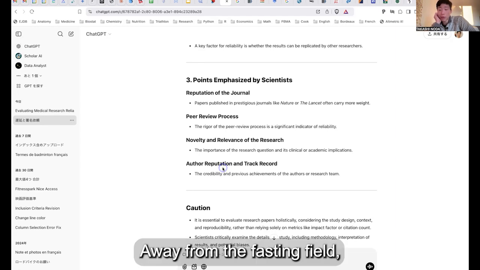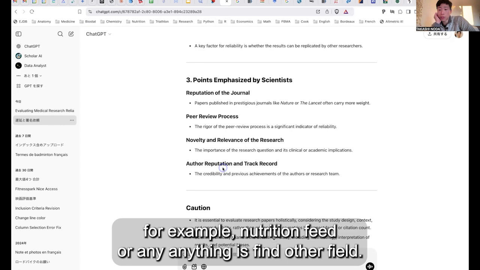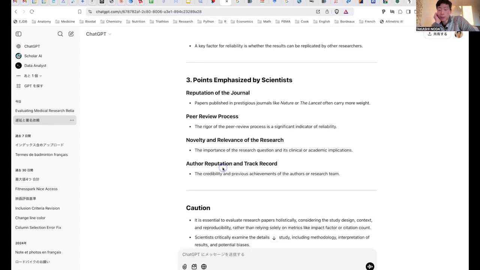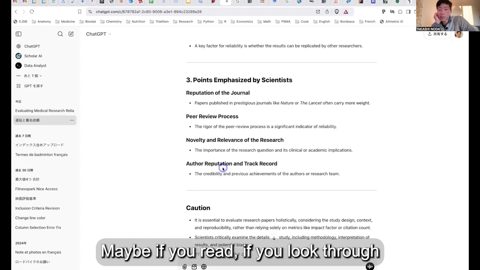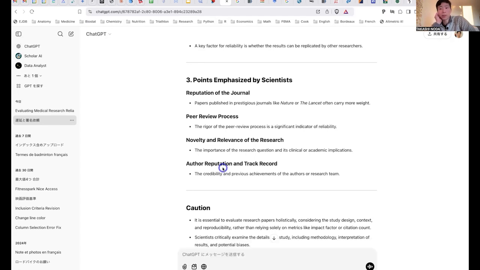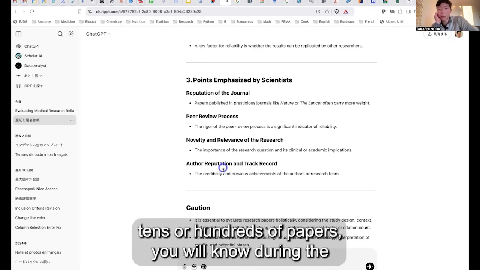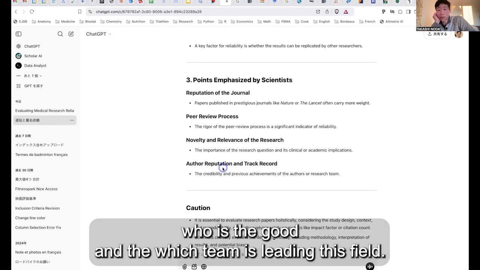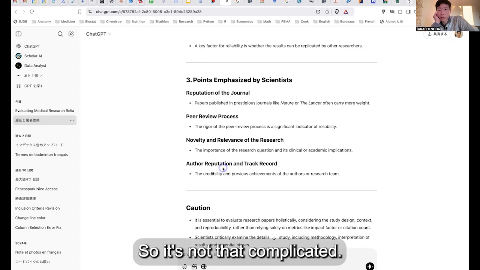Away from the fasting field, for example, the nutritional field or any other field, maybe if you look through tens or hundreds of papers, you will know who is good and which team is leading this field. So it's not that complicated. All you have to do is find a good author to follow.